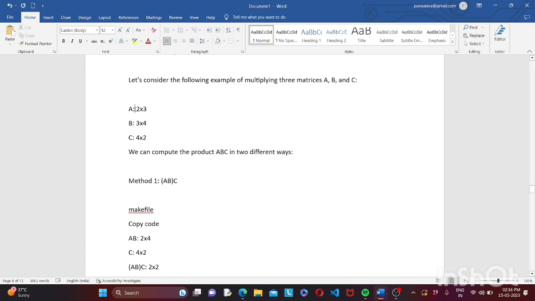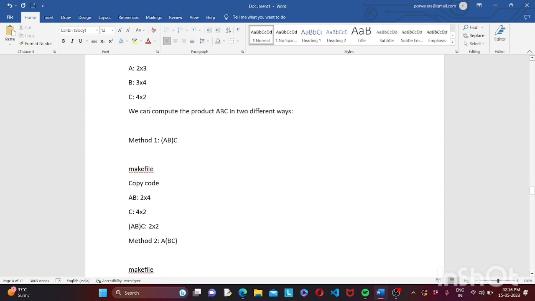We have taken A as 2 by 3, B as 3 by 4, and a C matrix of 4 by 2. So these are rows and columns. We can compute the product ABC in two different ways. Method 1 is AB.